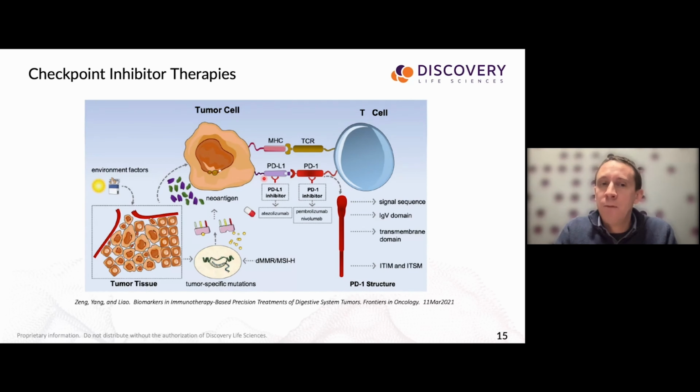So the idea of this next generation of checkpoint inhibitor therapies is that they block this interaction of PD-1 with PD-L1. This removes that inhibitory brake on these T cells, allows them to become reactivated and ultimately kill the tumor cell.